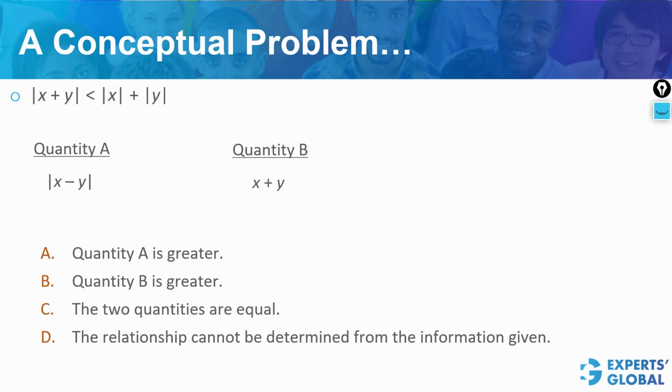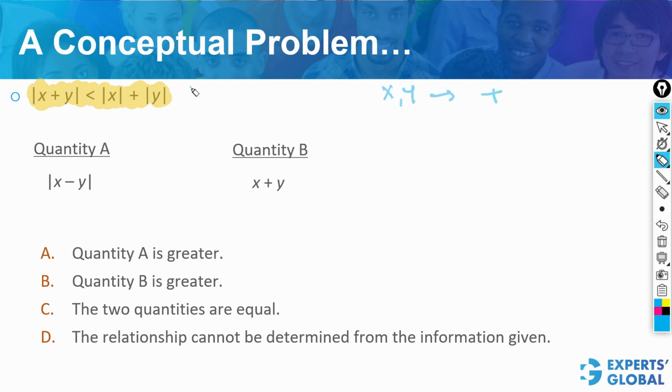Please pause the video and solve this problem. This inequality is possible only when x and y have opposite signs. Imagine if x and y were both positive, this inequation would not hold, and if x and y were both negative, this inequation would again not hold. This inequation holds only when one of x and y is positive, whereas the other is negative.